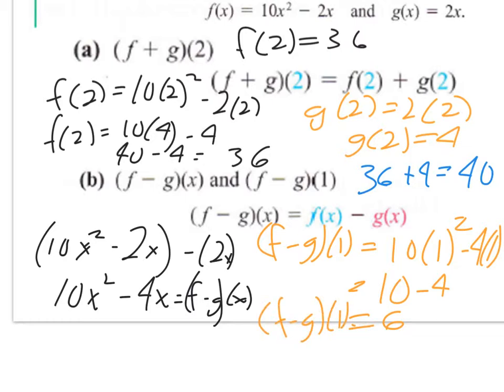So f minus g of 1 is 6. You could see how you'd come up with the same thing by just doing f of 1 minus g of 1, f of 1 being 10 minus 2, which would be 8, g of 1 being 2, 8 minus 2 giving you the 6. So either way gives you the same thing, but if you already have the f minus g of x, it's nice to just go ahead and use that.